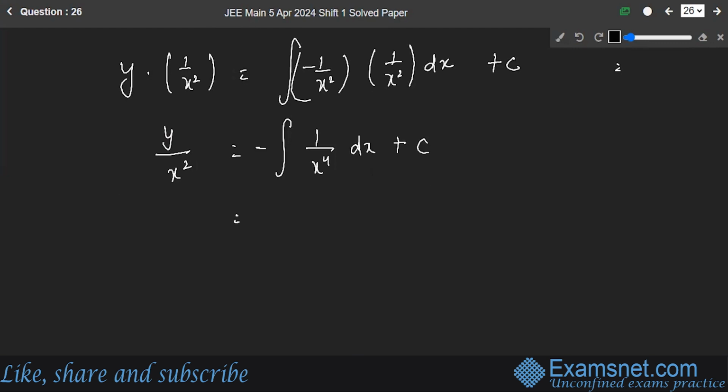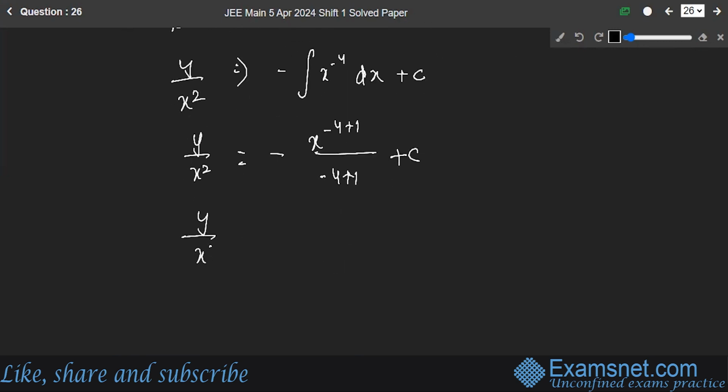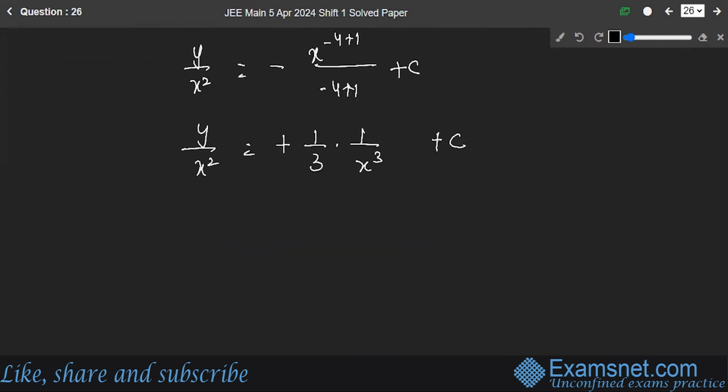Let's solve it. You have minus this plus cy upon x squared. y upon x squared is equal to minus, this will be x raised to power this upon this plus c, or y upon x squared is equal to plus 1 by 3 into 1 upon x plus c. Correct. Now you are given one more thing in the question. f(1) is equal to 1. So that means when x is equal to 1, y is equal to 1.